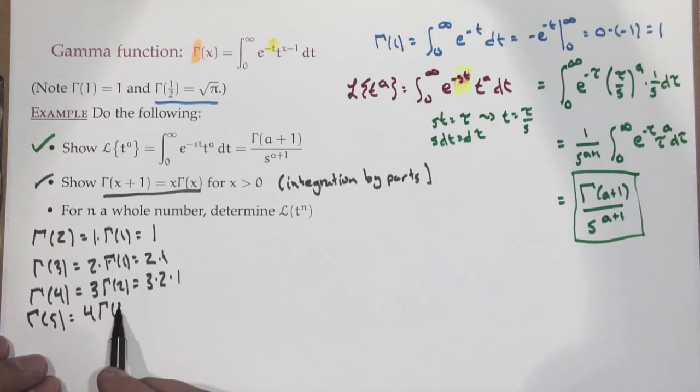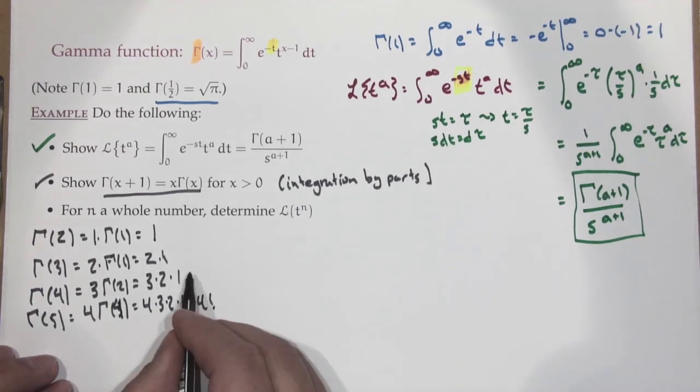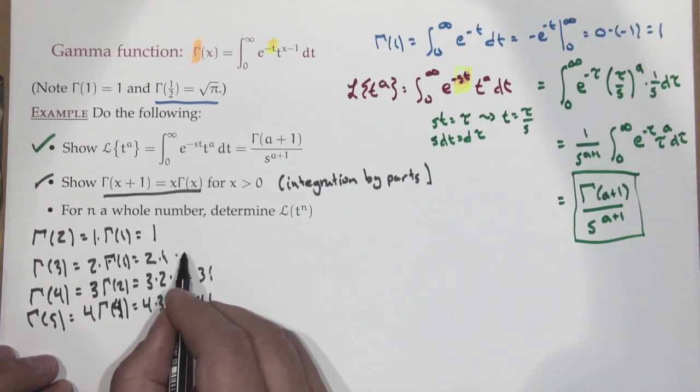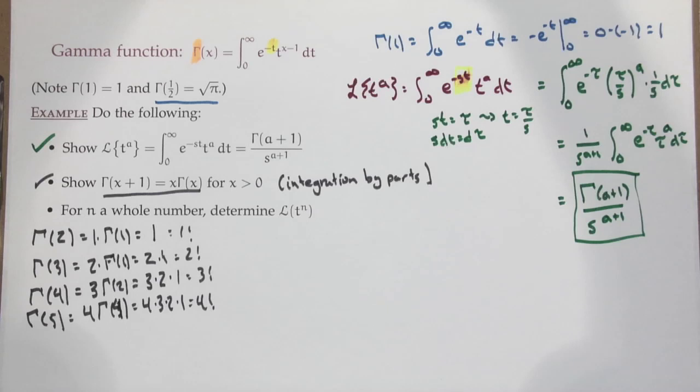Gamma of 5, 4 gamma of 4, 4 times 3 times 2 times 1. Does that look familiar? Yeah, they're factorials. So this is like 4 factorial, 3 factorial, 2 factorial. These are very excited numbers. Yes, 1, yes, 2, 3, 4. Okay, so gamma of n plus 1, if n is a whole number, would be what?